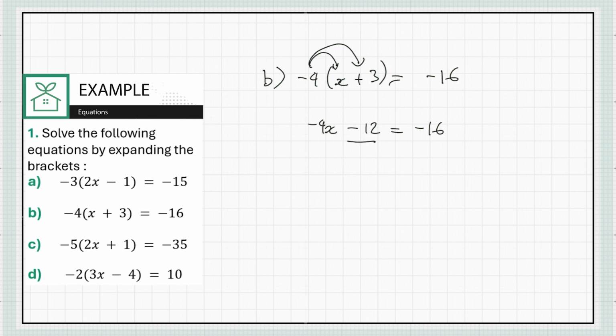Now to get rid of this term, we're going to add 12 to both sides, and we're left with negative 4x is equal to negative 4. Okay, so dividing both sides by negative 4, we get x is equal to 1.